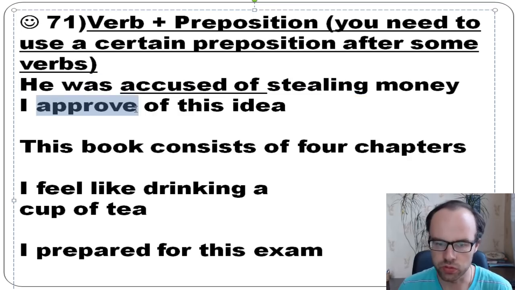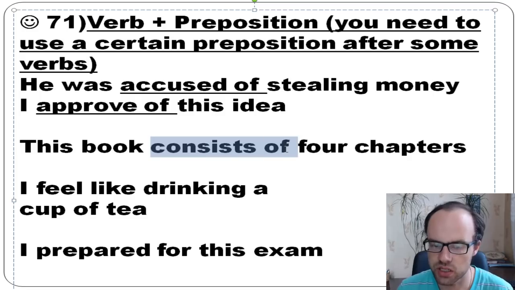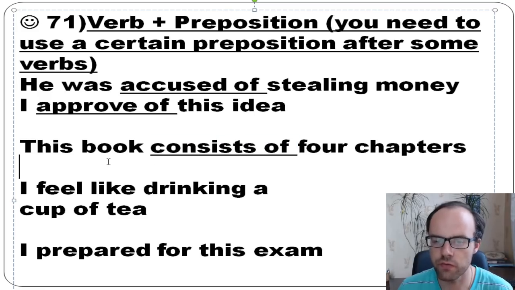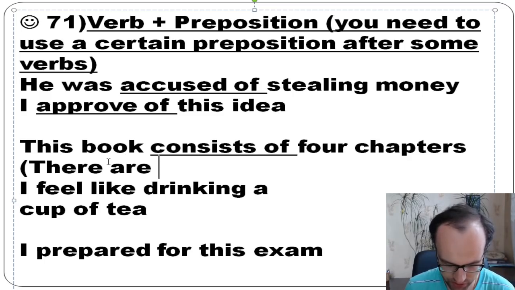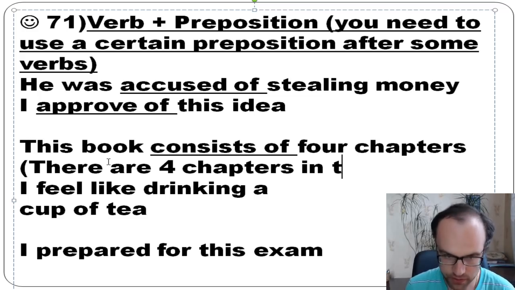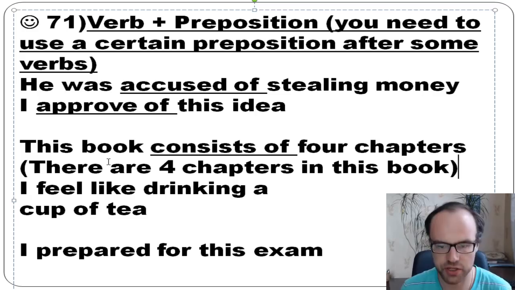Okay, I approve of this idea. Approve of. So it's okay for me. I like this idea. This book consists of 4 chapters. Consists of, we say so, and it means there are 4 chapters. There are 4 chapters in this book. Okay, I feel like doing something.